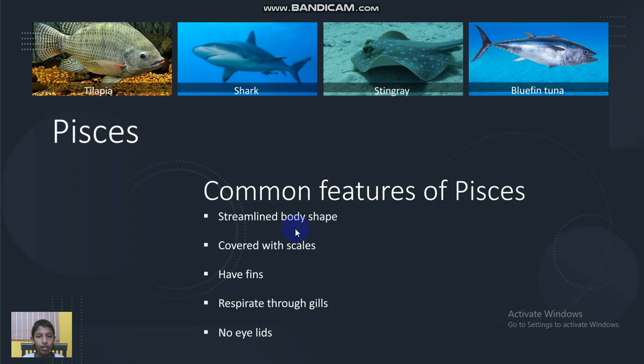in the water. They are covered with scales. They have fins to glide through the water. They respirate through gills. And they have no eyelids. Some shark species have some eyelids, but they don't necessarily need them in the water because the water cleans their eyes constantly. But sharks also have a third eyelid called the nictitating membrane. It is transparent or translucent. It protects their eyes from solid particles in the water.